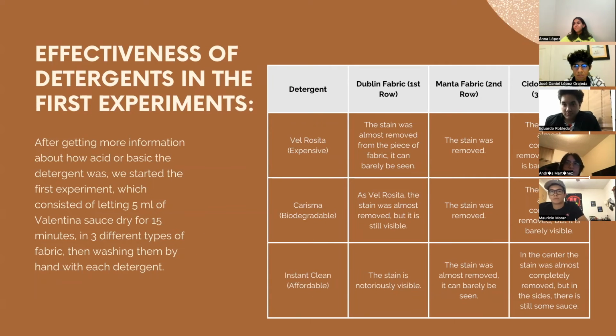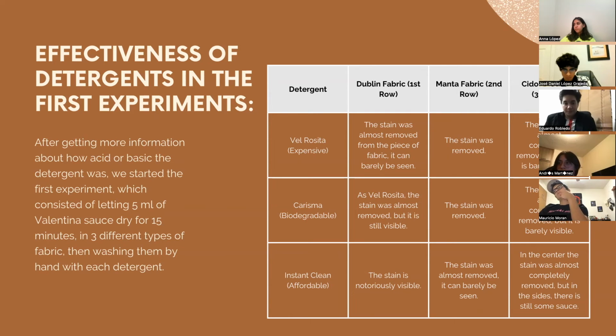Now, as previously described, we evaluated the effectiveness of detergents with the factor of rinsing them and cleaning them by hand. So it would be the main factor of friction. In the results, we saw that Bel Rosita and Charisma had almost the same results, as the stain could not be seen as much as before. And the Instant Clean, which was the affordable detergent, was less effective than those two. For example, the stain was notoriously visible, and the stain was almost removed. It can barely be seen.